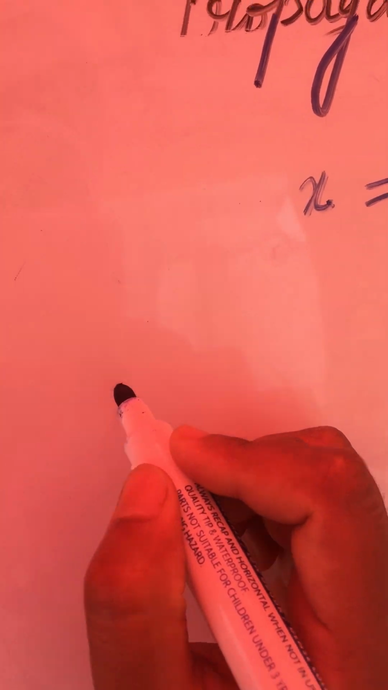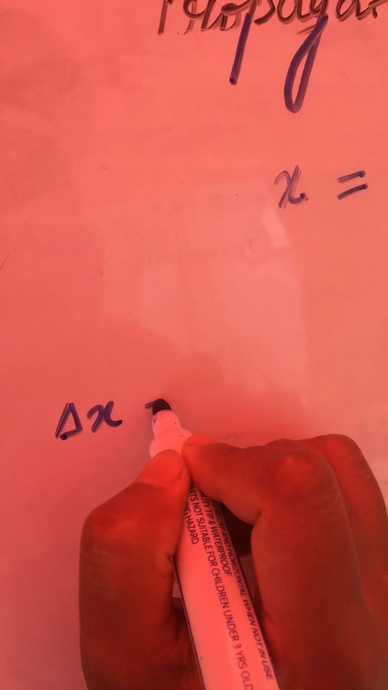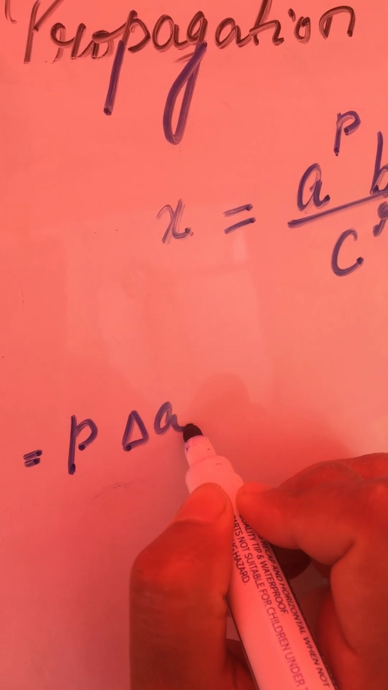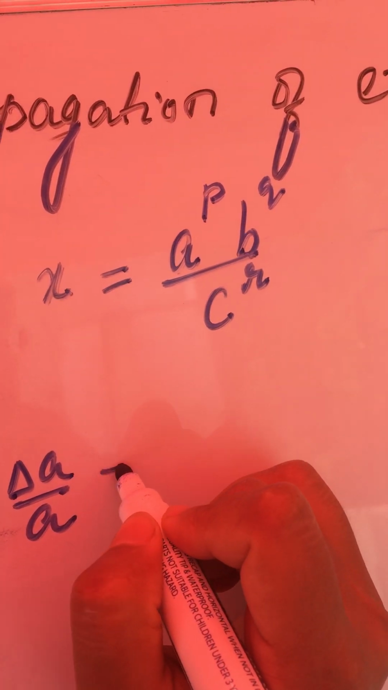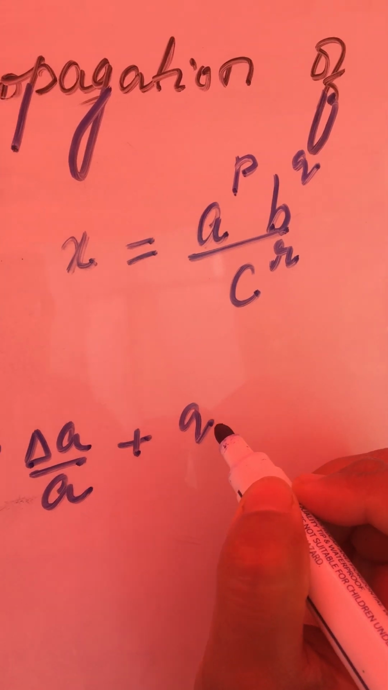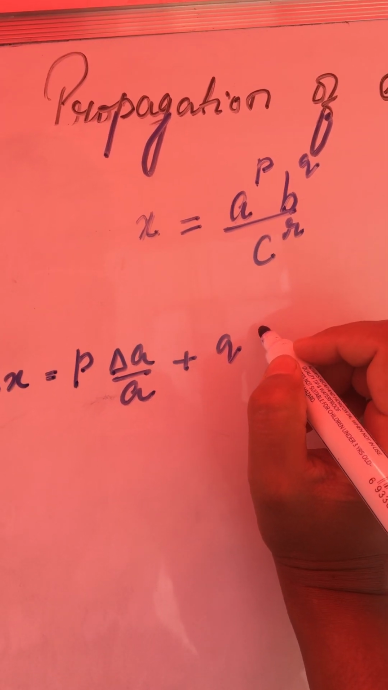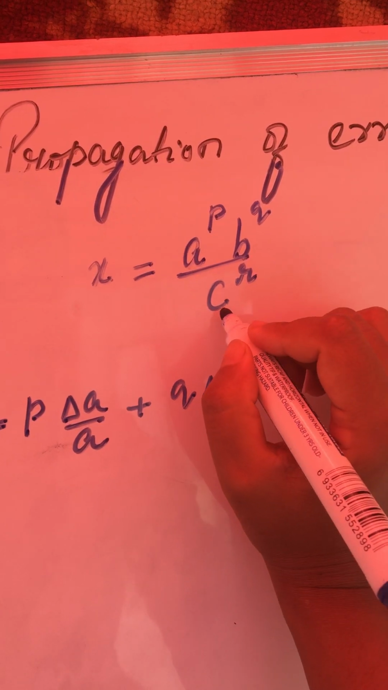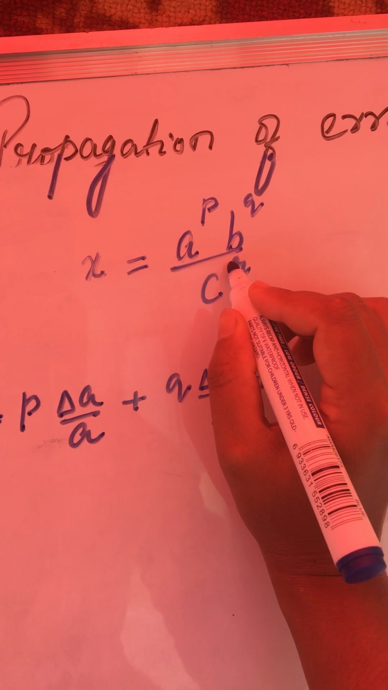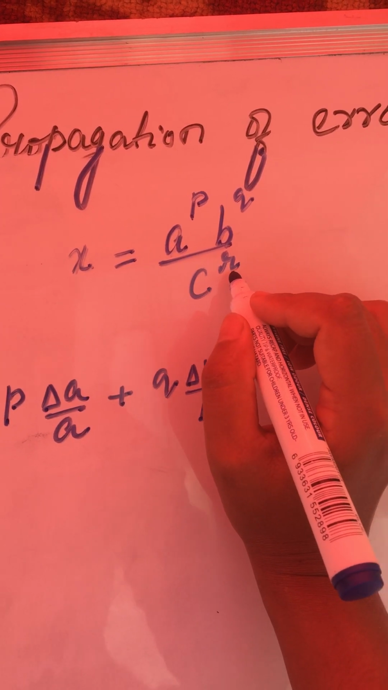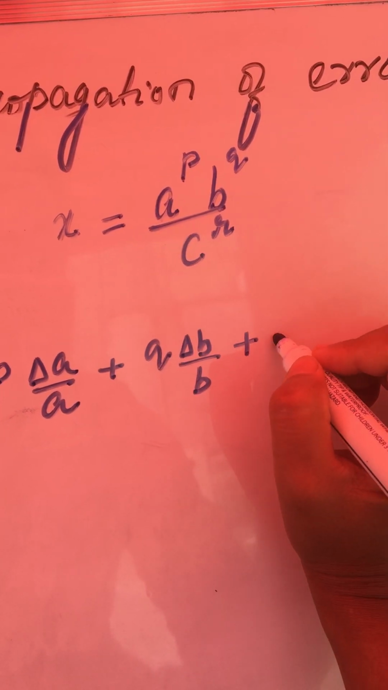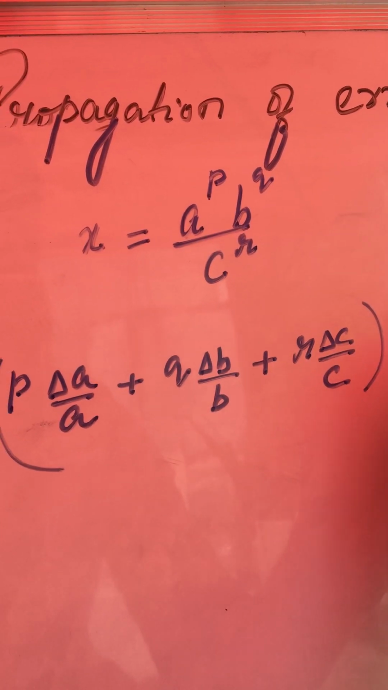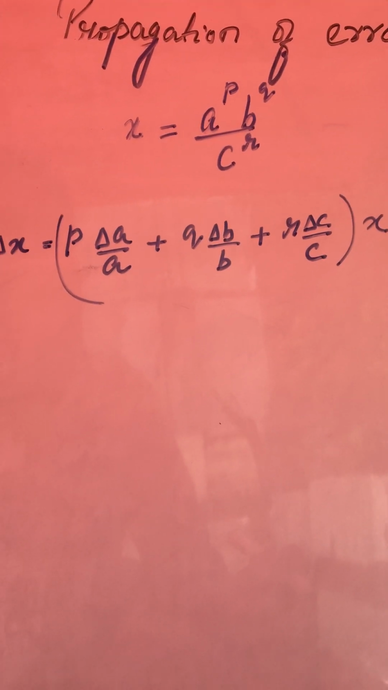In that case, the absolute error in x should be, the power comes first, p times the relative error in a, plus the power will come in the front, q, times the relative error in b, plus, though c is in the denominator, r. When it goes up it will be minus, but that will not make any change. So r times the relative error in c, all into x.